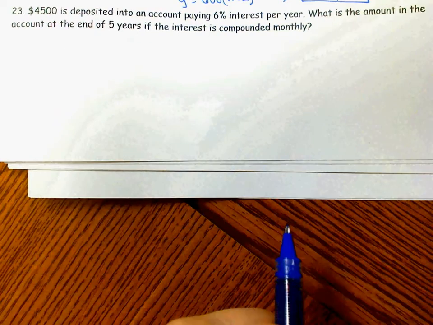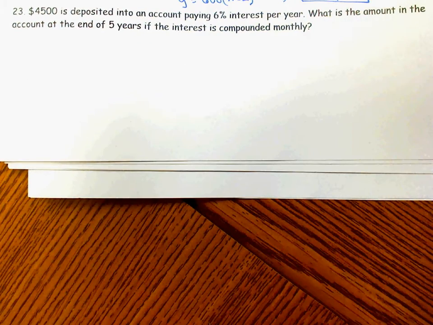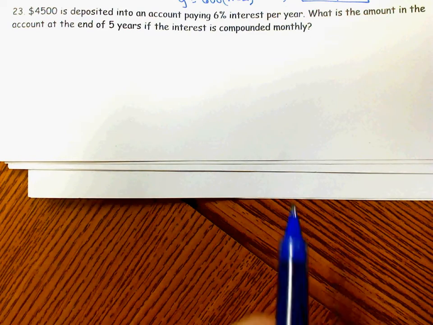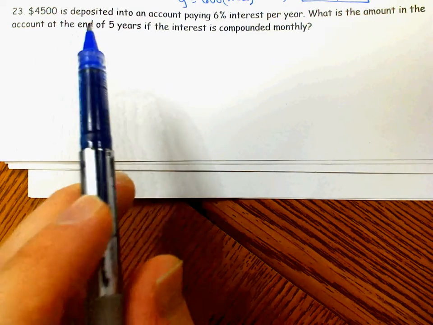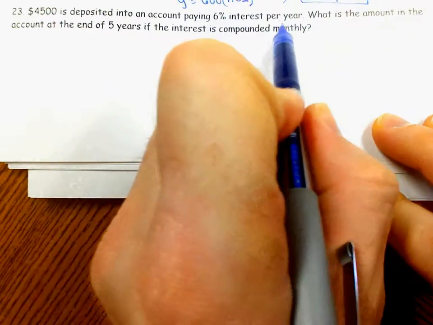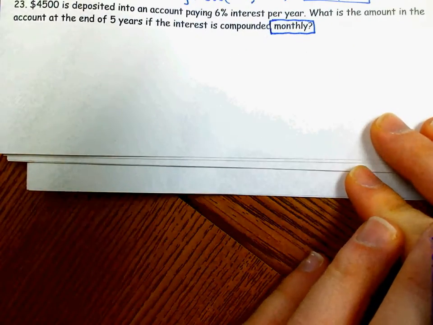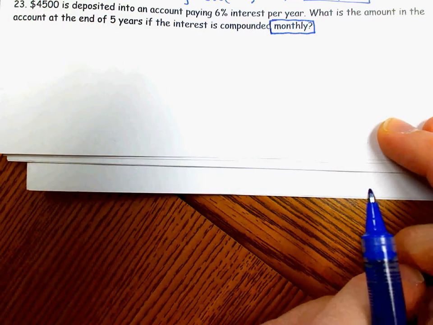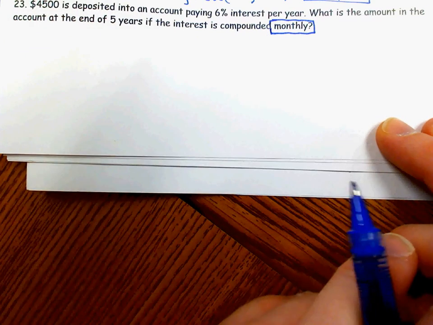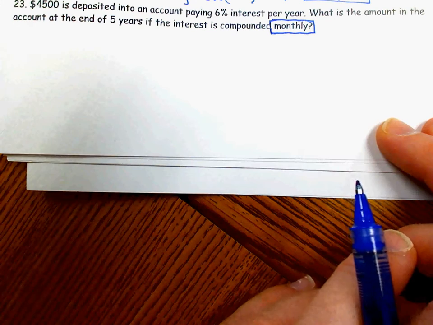All right, so 23, we've got $4,500 deposited into an account paying 6% interest. What is the amount in the account at the end of 5 years if the interest is compounded monthly? All right, so this is that weird middle ground between you're not going to use just the basic form, just a b to the x, and just be done real quick, but you're also not going to use the continuous form. That's also pretty quick.